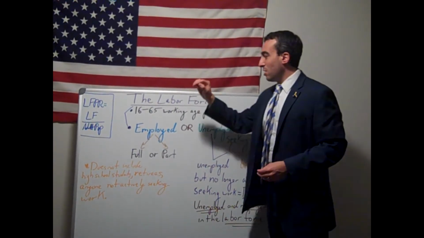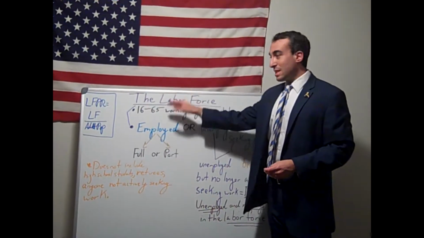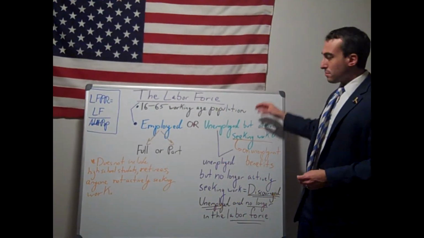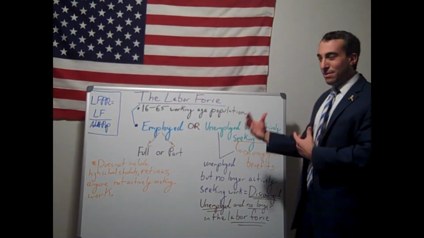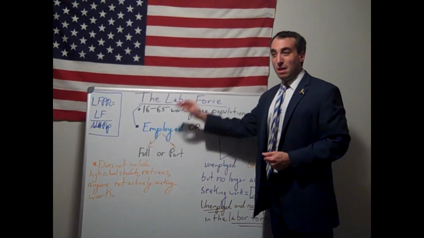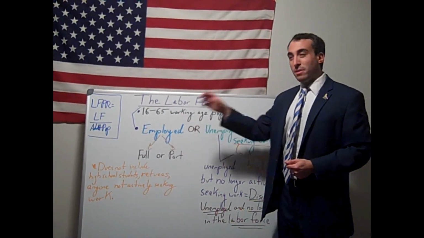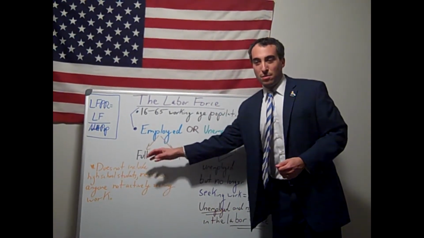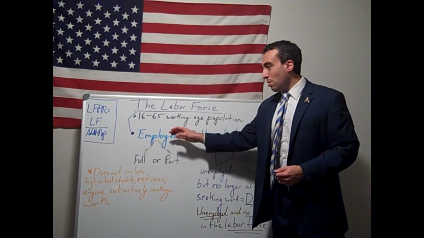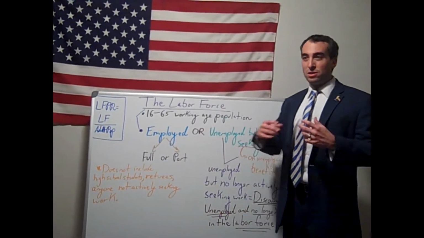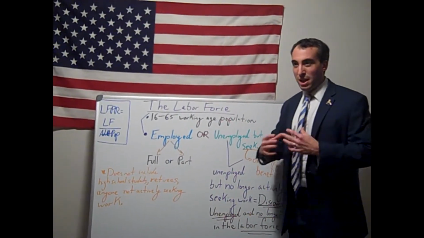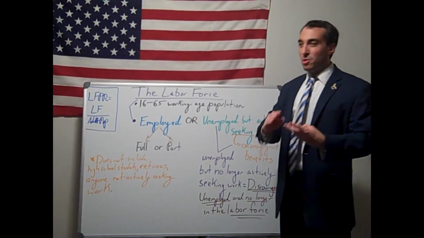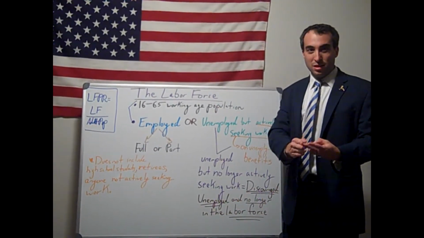First, it is only people from 16 to 65, what is considered the working age population. And now we get into some of our little caveats about this. You could be employed, and employed, to be very specific, means fully employed, you have a full 40-hour-a-week job, or part-time employed. As long as you are participating in the economy, so that's working either full-time or part-time, you are counted.